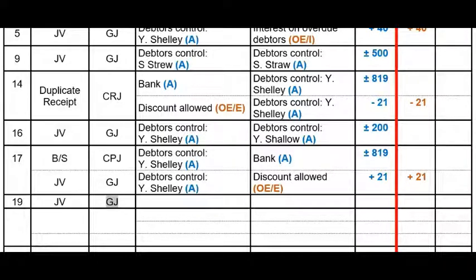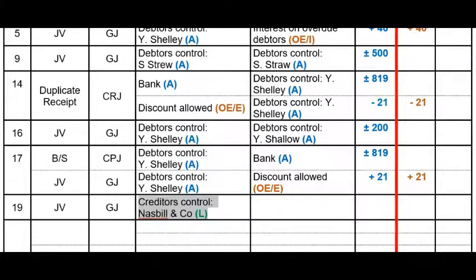Okay, so on the 19th, journal voucher, general journal. We credited creditors control with too much. So we have to debit creditors control to take that 540 Rand out. That shouldn't be in there. And we debited stationery with too much. So we have to credit stationery to take that 540 out. In this case, assets will not be affected. Can you see? Because there is no asset account in this transaction.